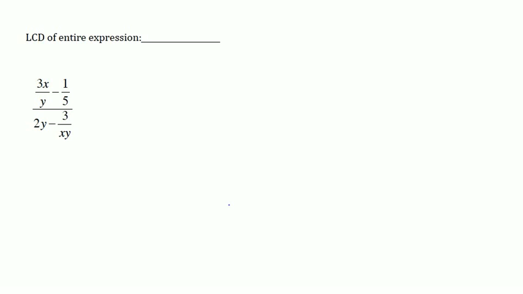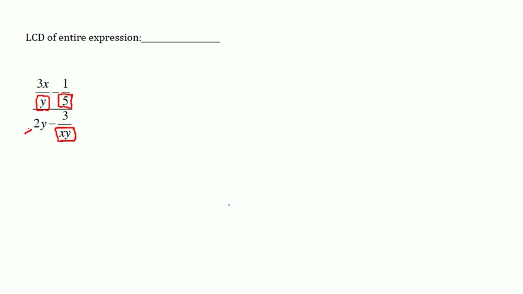Simplifying this complex rational expression using the method in which we find a single LCD of the entire expression and use that to clear the denominators, we would want to start by looking at all of the denominators in the whole expression. I have a y, I have a 5, I have an xy.